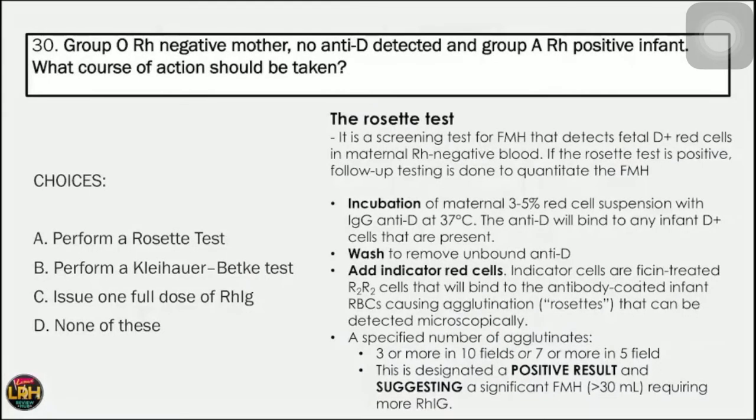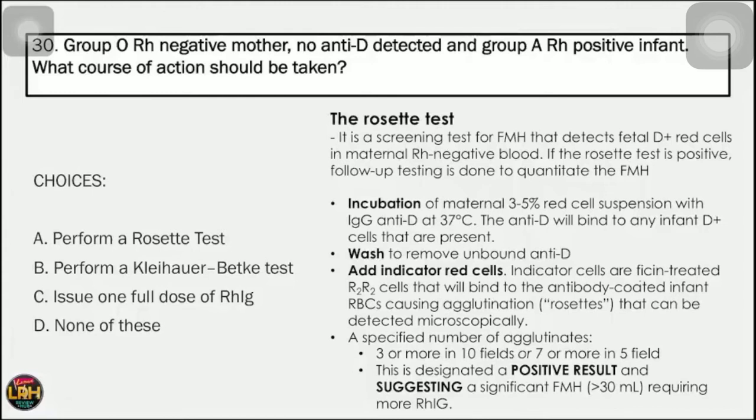For number 30, a group O Rh negative mother with no detectable anti-D and bearing an Rh positive infant, what course of action should be taken? So the choices are the following. Letter A, perform a Rosette test. B, perform a Kleihauer-Betke test. C, issue one full dose of RHIG. Or letter D, none of these.